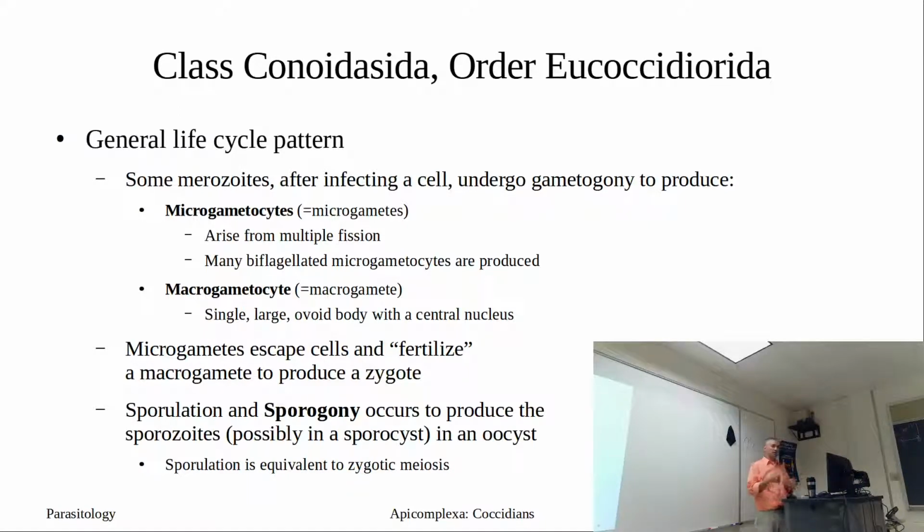So we're undergoing zygotic meiosis again. That's reducing our chromosome, or our genetic material, in half. It's reducing our chromosome number back to the haploid state. It said that it could possibly be in a sporocyst, inside of an oocyst. But it doesn't always have to be.